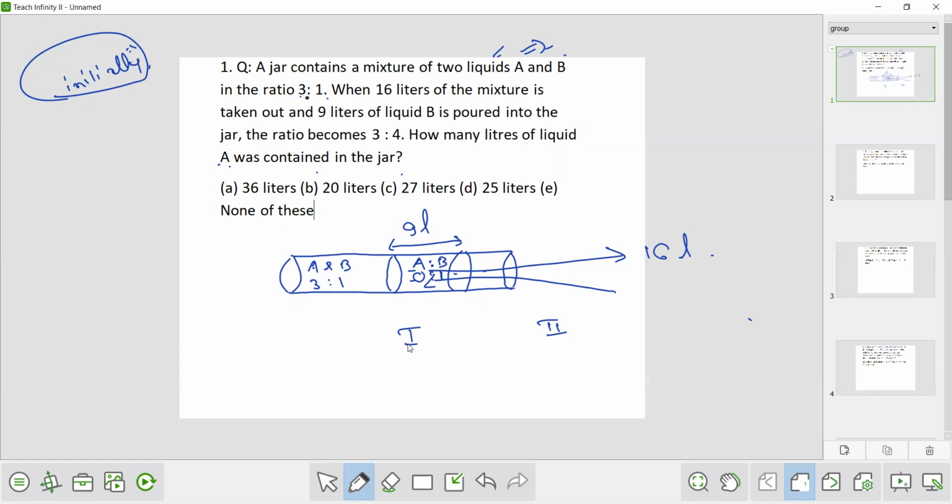When quantity 1 has the mixture in the ratio 3 is to 1, the concentration of A will be 3 by 4. The concentration of A in the second mixture, where only liquid B was there, will be 0. And when these two are mixed, we get A and B in the ratio 3 is to 4. So here the concentration of A is how much? 3 by 7. This is 3 by 7.